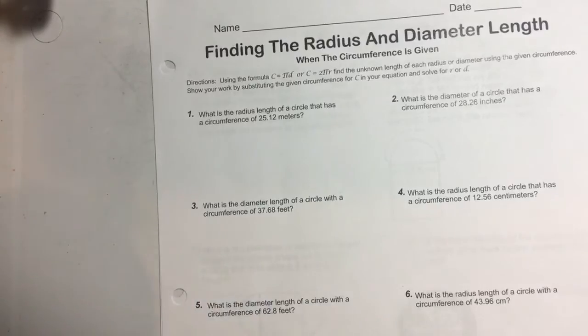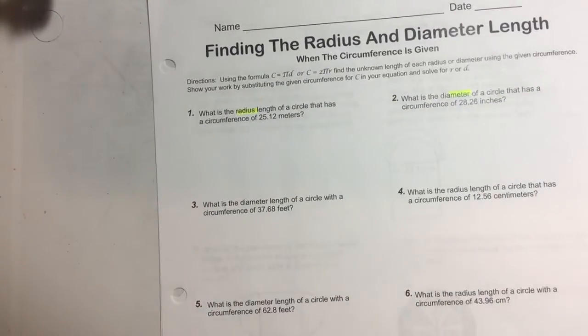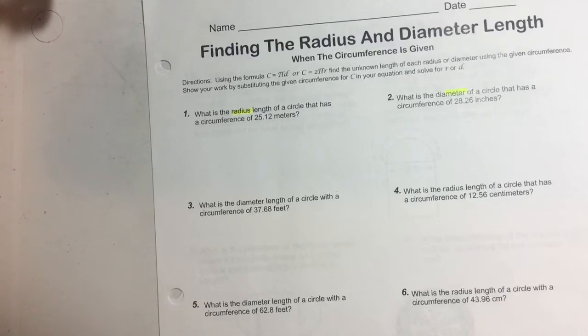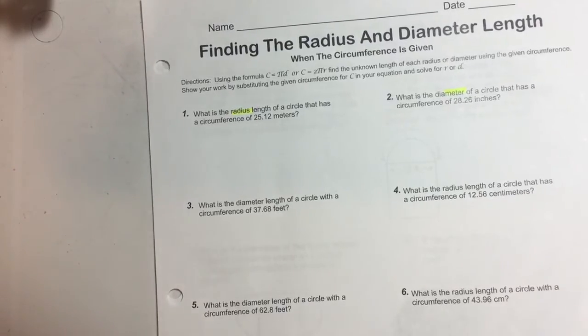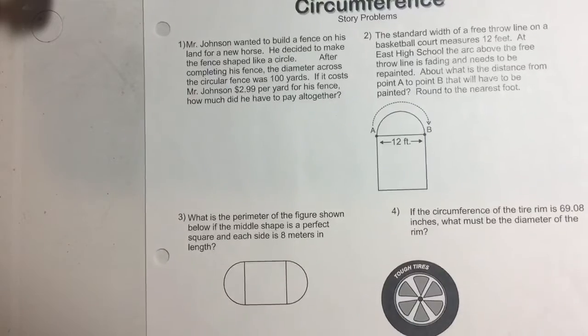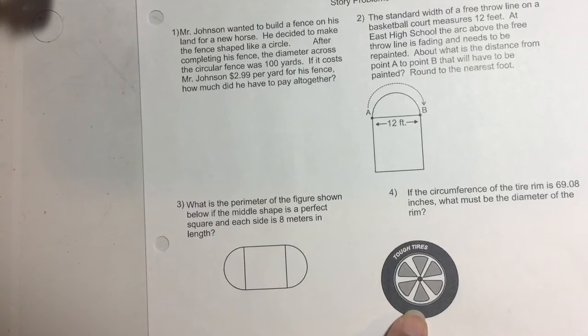On your homework, the first page, page 32, are some questions where you need to be careful. Are they asking for radius or are they asking for diameter? And your first two examples are really good for that. The last two examples will help you with the second page, page 33. These are word problems that you need to read through carefully. Look, here's another one with that weird shape, and here's one with the tire.